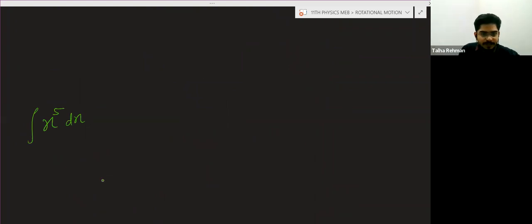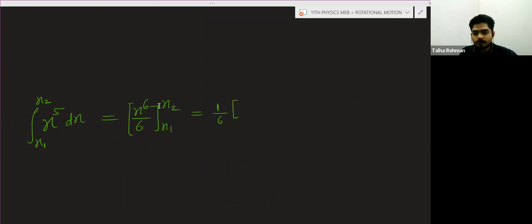So if I am applying a limit, suppose here the limit is x1 to x2, this is known as the limit of the integration. So first we will do the integration. Integration will be x to the power 6 divided by 6, and limit of integration will be from x1 to x2. So 1 by 6 you can take out and you can apply the limit. How will you apply the limit? You will put x2 first instead of x. So it will become x2 to the power 6 minus x1 to the power 6.